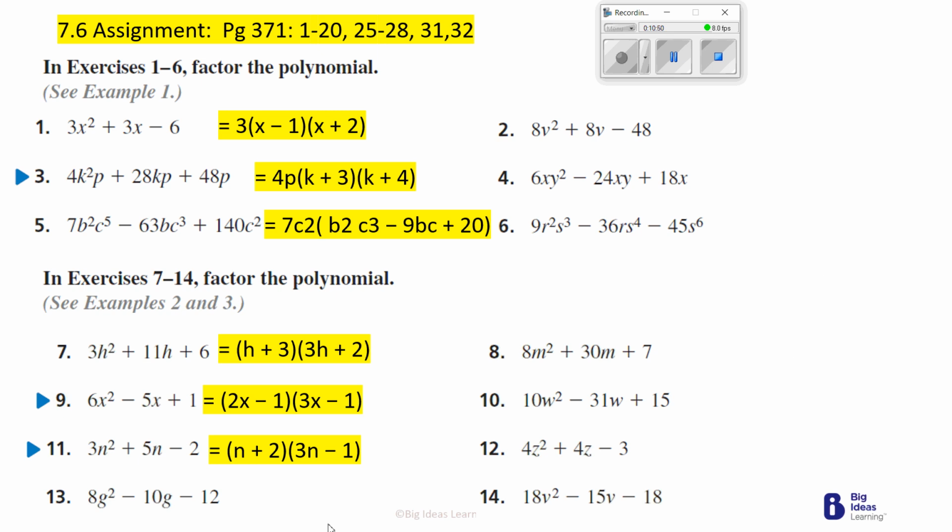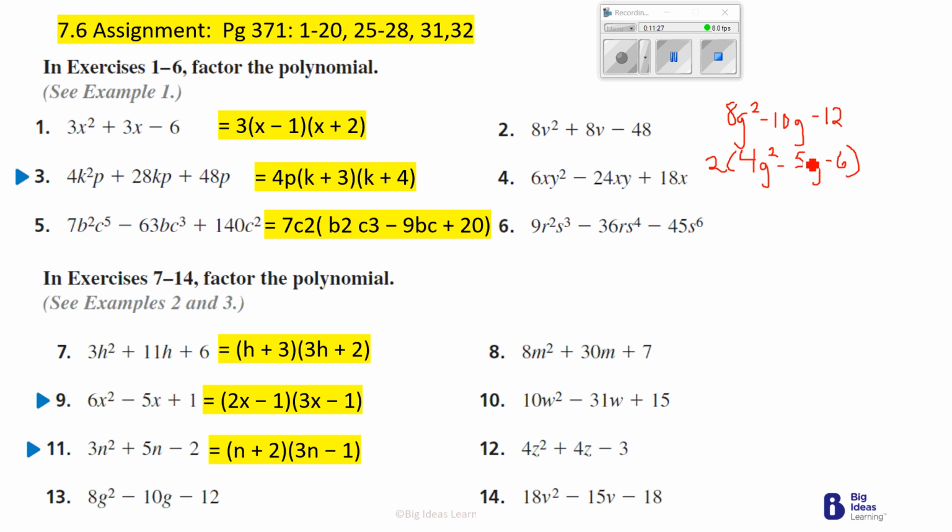All right, let's get on with this one. We've got 8g to the second power minus 10g minus 12. First of all, I can see that I can factor out a 2 from all this. So I'm going to do that. That's going to give me 4g to the second power over here. It's going to be a negative 5g over here and a negative 6 over here, right? Because 2 times 4 is 8, 2 times negative 5 is negative 10, 2 times negative 6 is negative 12.